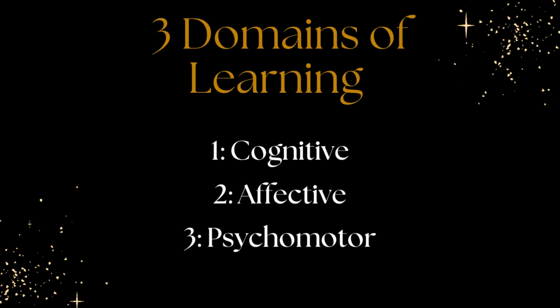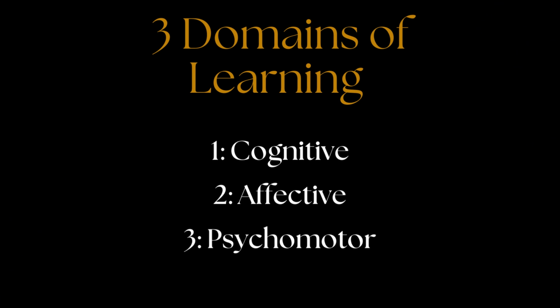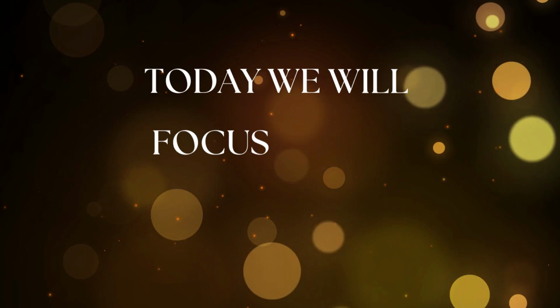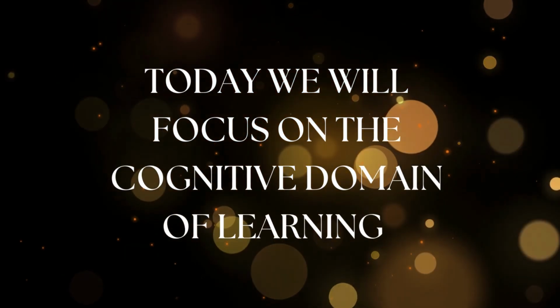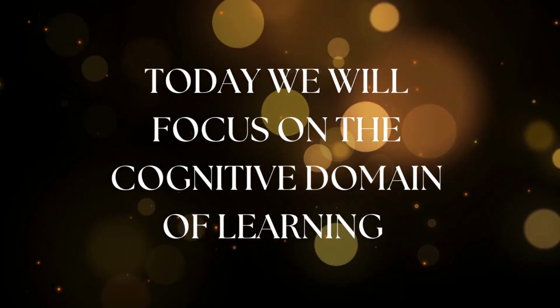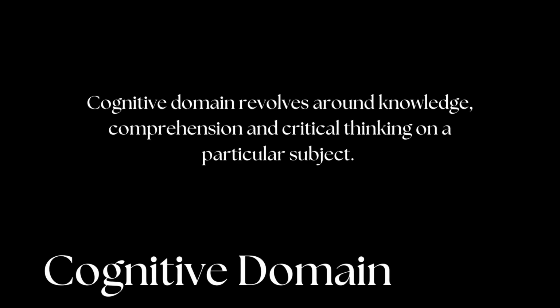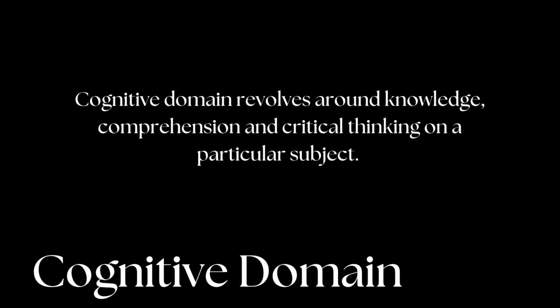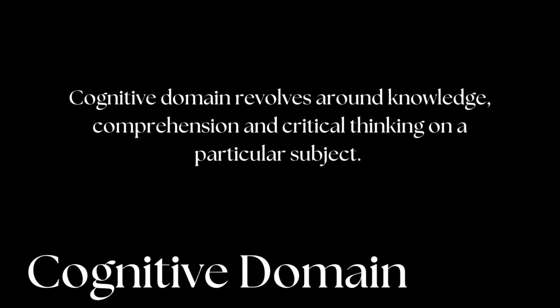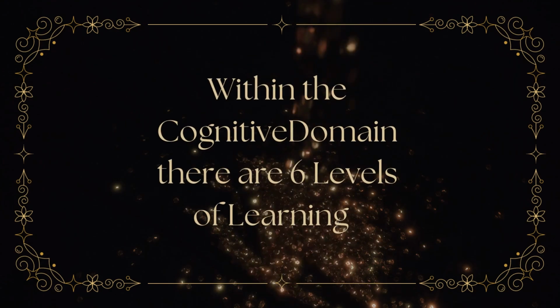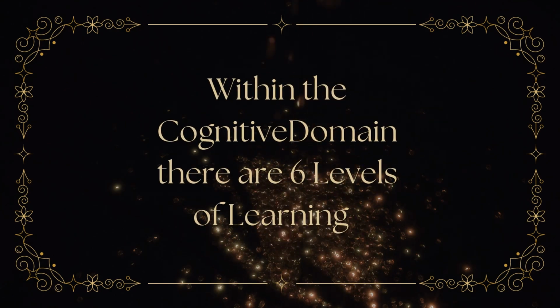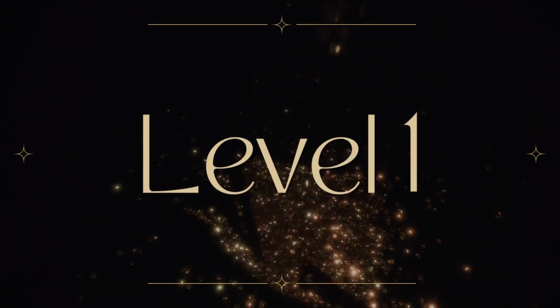So, in Bloom's taxonomy, there are three domains of learning: cognitive, affective, and psychomotor. But today we will just focus on the cognitive domain of learning. The cognitive domain revolves around knowledge, comprehension, and critical thinking on a particular subject. Within the cognitive domain, there are 6 levels of learning. Level 1.